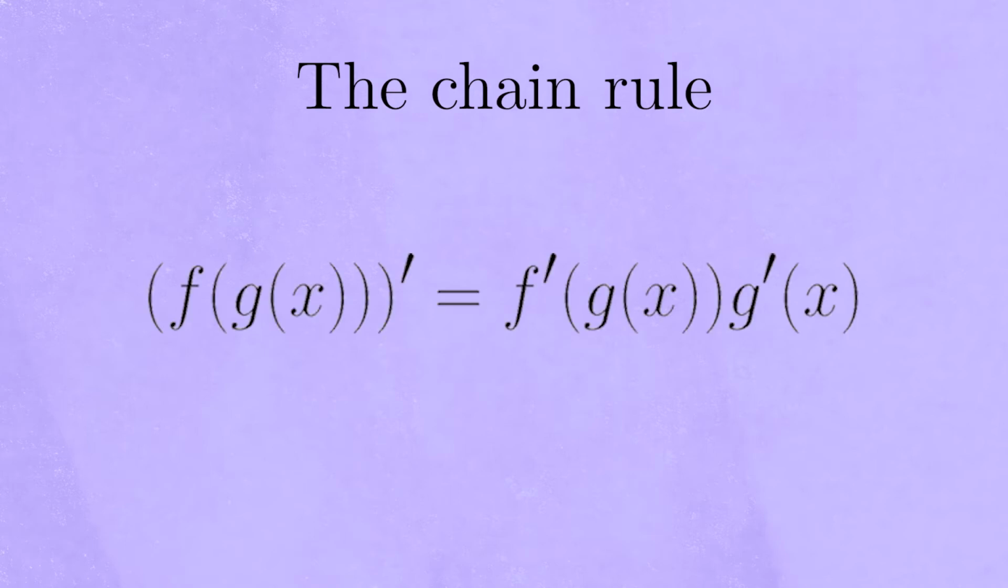Now we move on to how to differentiate a composition of functions. The rule that tells us how to do this is called the chain rule. It turns out that the derivative of f of g of x is f prime of g of x times g prime of x. We can use this rule to compute derivatives of a very large class of functions.